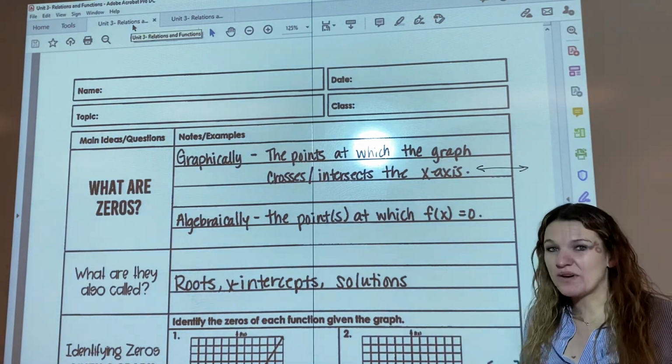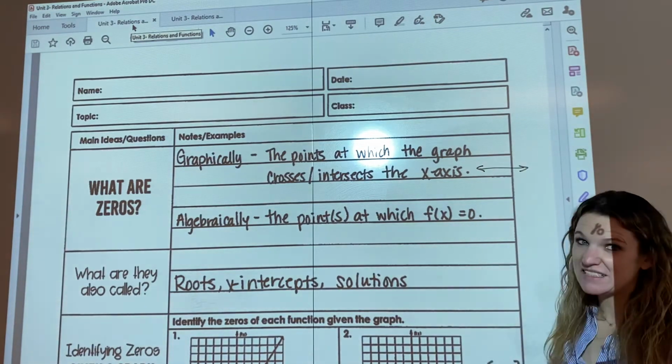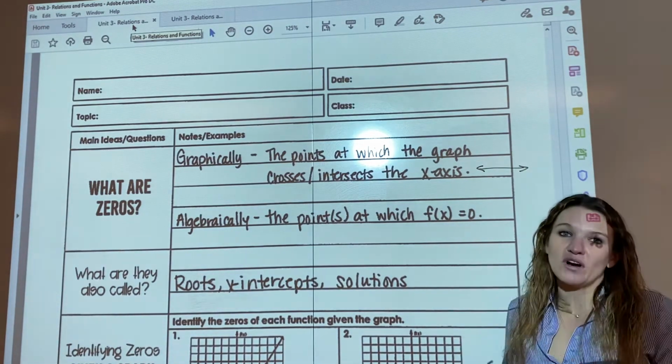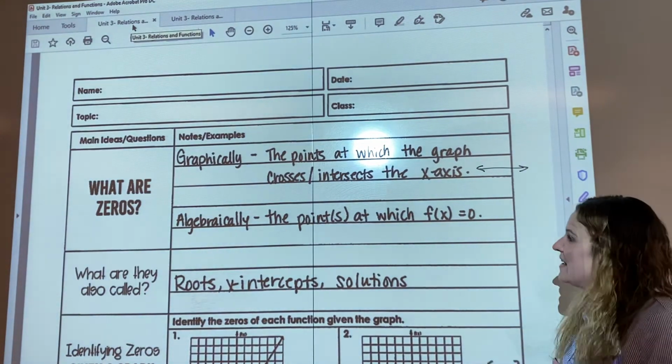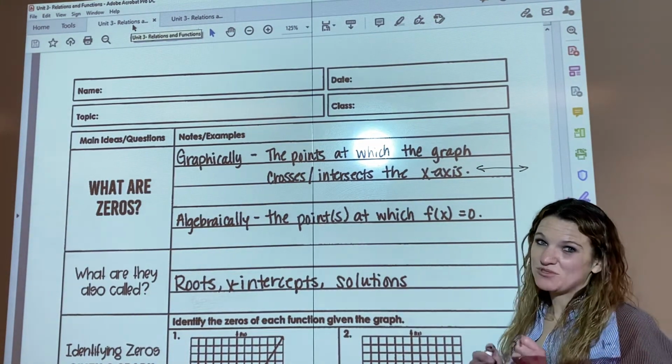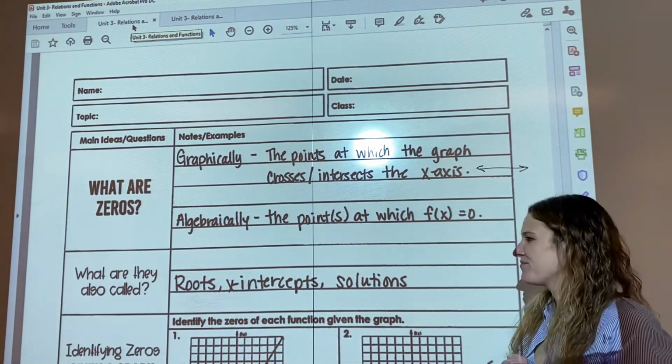Algebraically, we can also identify what the zeros of the function are. All you'd have to do is plug in 0 for the f of x, or a y. So algebraically, it's the point or points at which f of x equals 0, with the y equals 0.